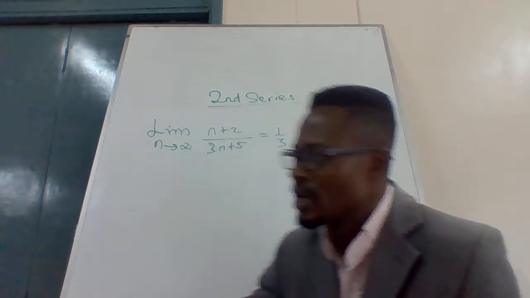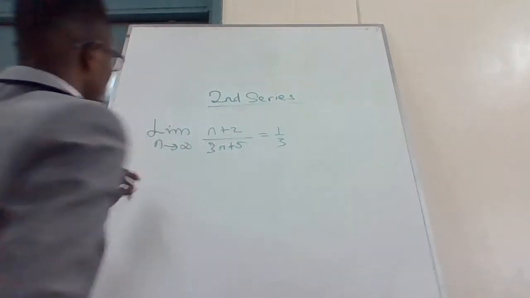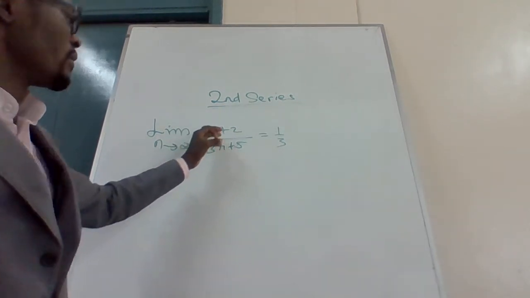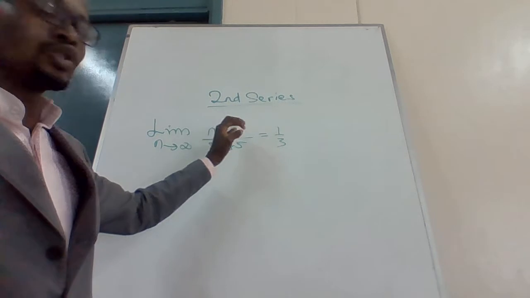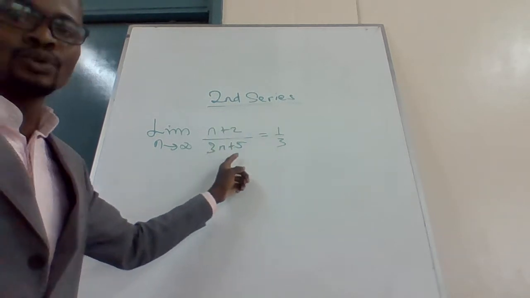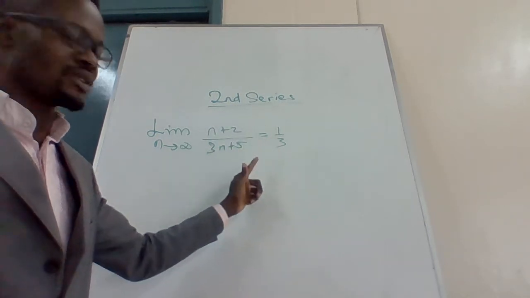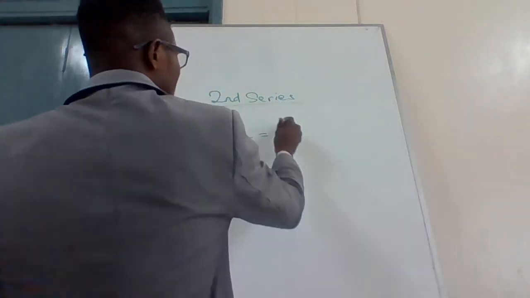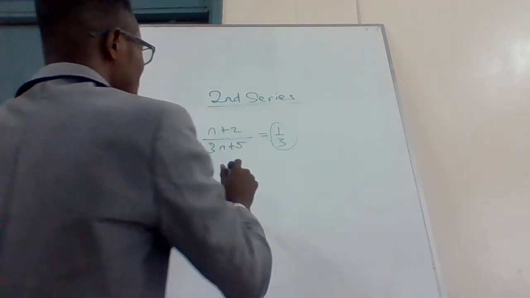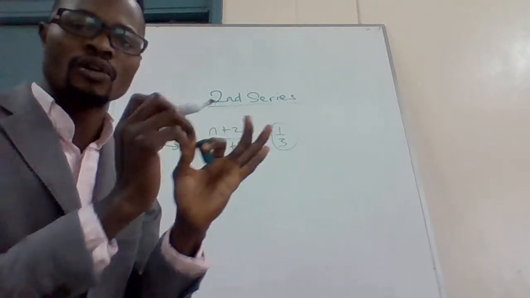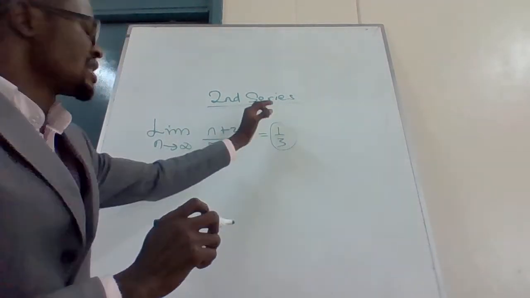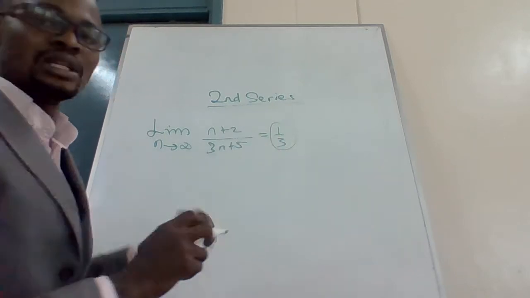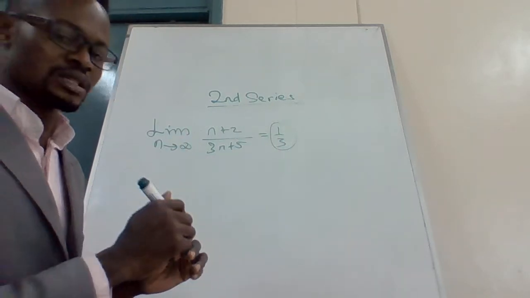So let us see what we have here. You have been given a question that the limit as n tends to infinity of n plus 2 divided by 3n plus 5 is equal to 1 over 3, and this is our limit. So we have been given the limit. This means that the sequence converges because the limit exists. The limit is 1 over 3. So we are going to use the definition of convergence.